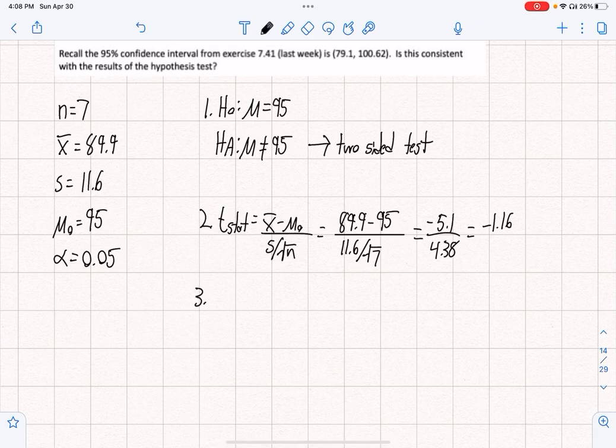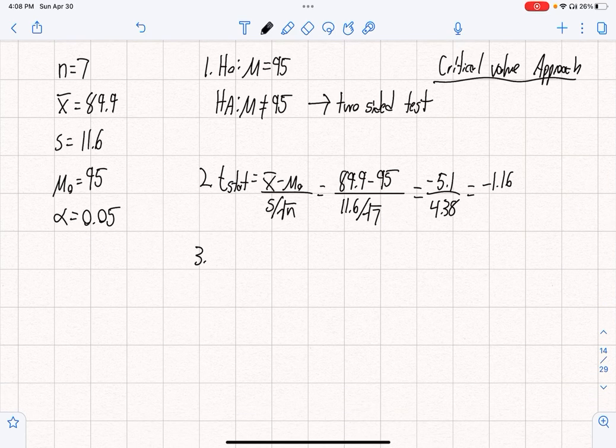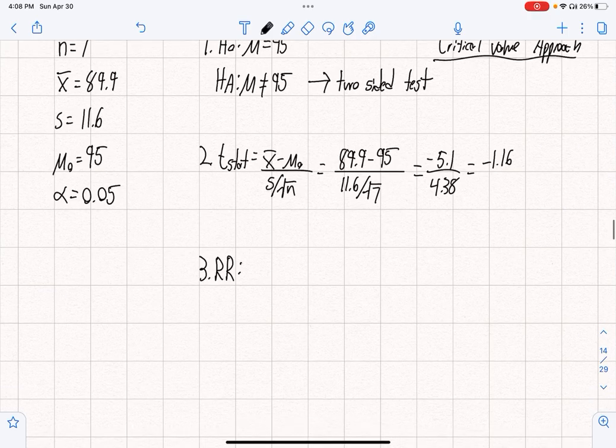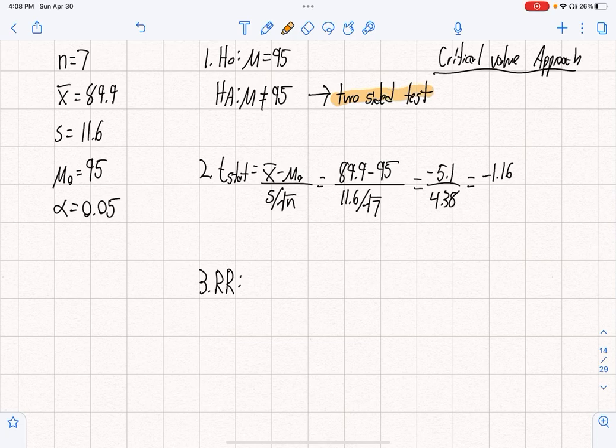Moving on to the rejection region. Again, this is the critical value approach. Okay, so this is two-sided, right? The rejection region follows from the alternative hypothesis. This is two-sided. So there's going to be two areas of our rejection region. Let's first note that because this is two-sided, that means we need to divide alpha in half. So we're going to have alpha over 2 is equal to 0.025. So we're going to need t with n minus 1, here 7 minus 1, or 6 degrees of freedom, and alpha over 2.